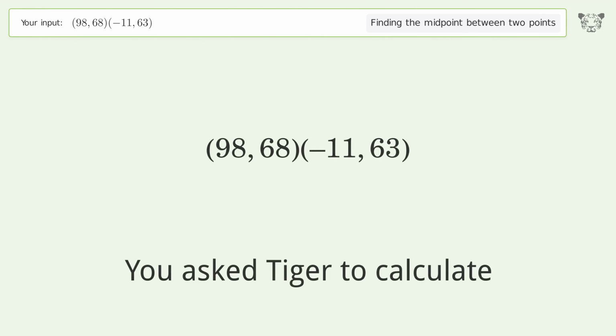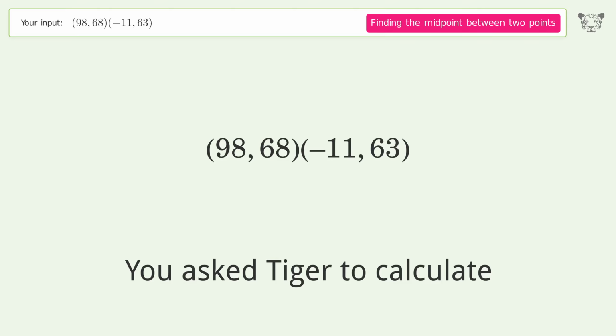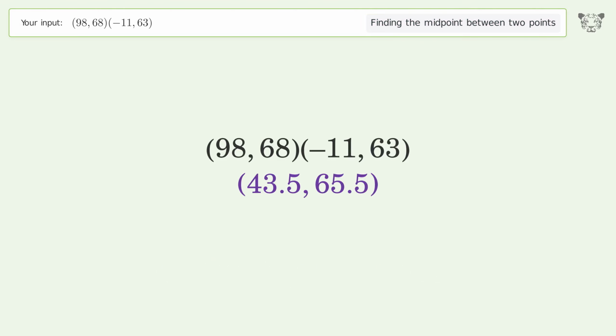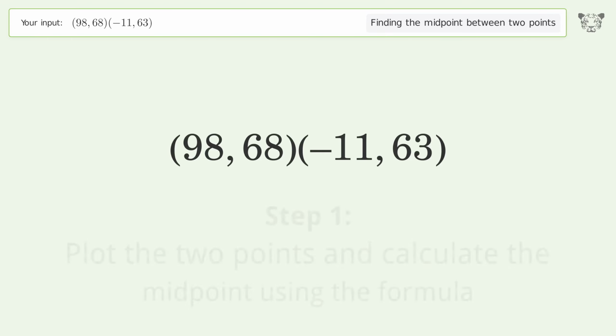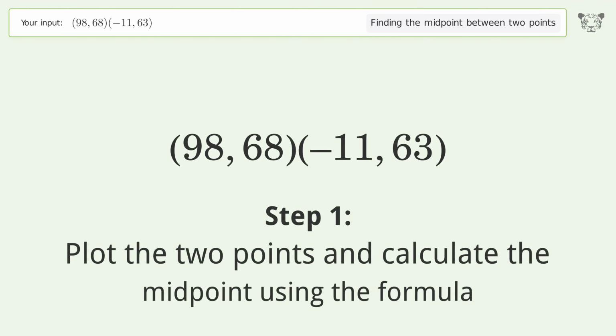You ask Tiger to calculate. This deals with finding the midpoint between 2 points. The midpoint between the 2 points is 43.5, 65.5. Let's solve it step by step. Plot the 2 points and calculate the midpoint using the formula.